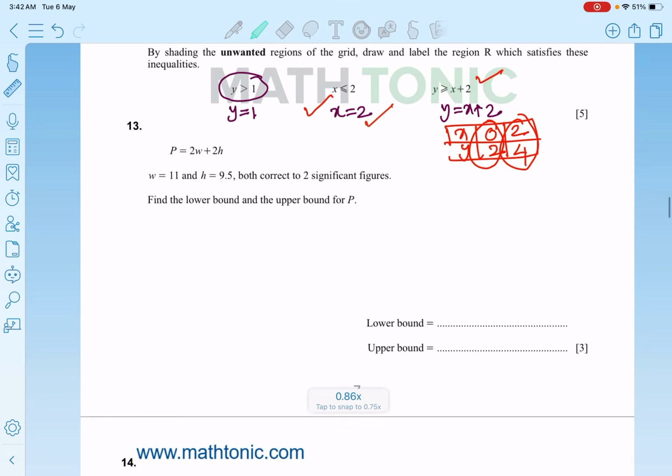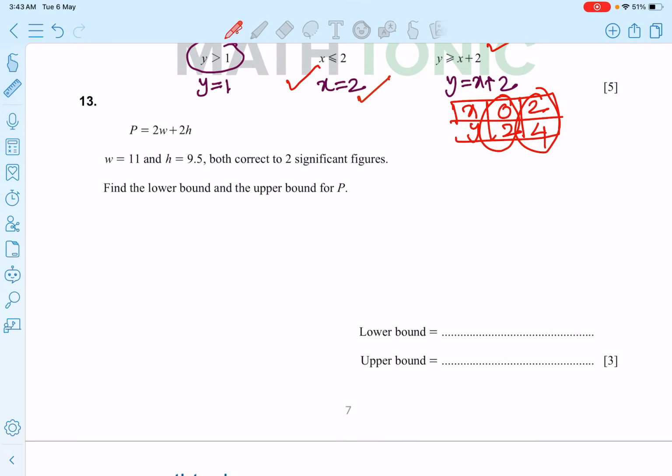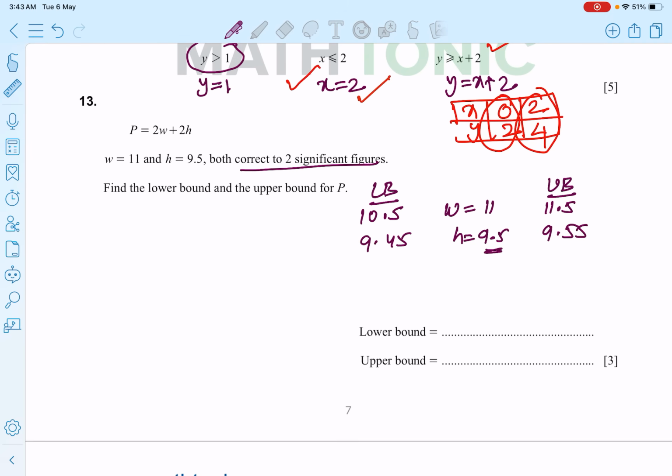Okay, the next question is about upper bound and lower bound. Yes, the most common question, and I'm damn sure you're going to get this question in the exam paper. Now we have two values given, w equals 11 and h equals 9.5, correct? They are both correct to two significant figures. So if I try to find the upper bound and lower bound, for 11 this should be 11.5 and this should be 10.5. For 9.5, it should be 9.55 and 9.45. Did you get it, everyone, clearly?